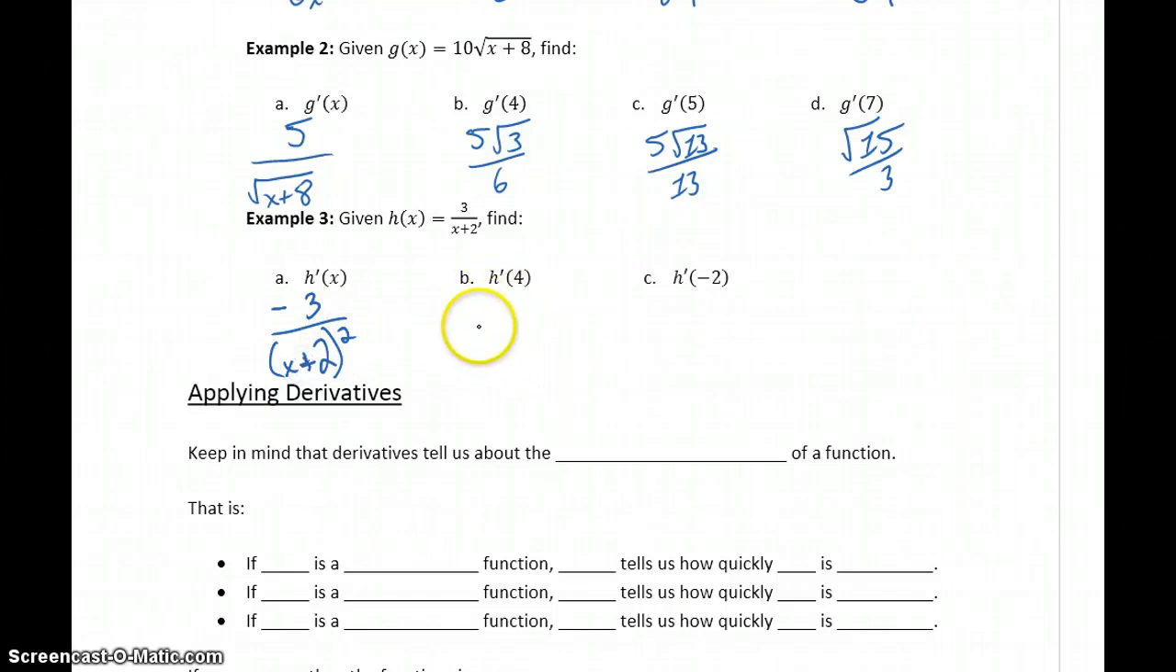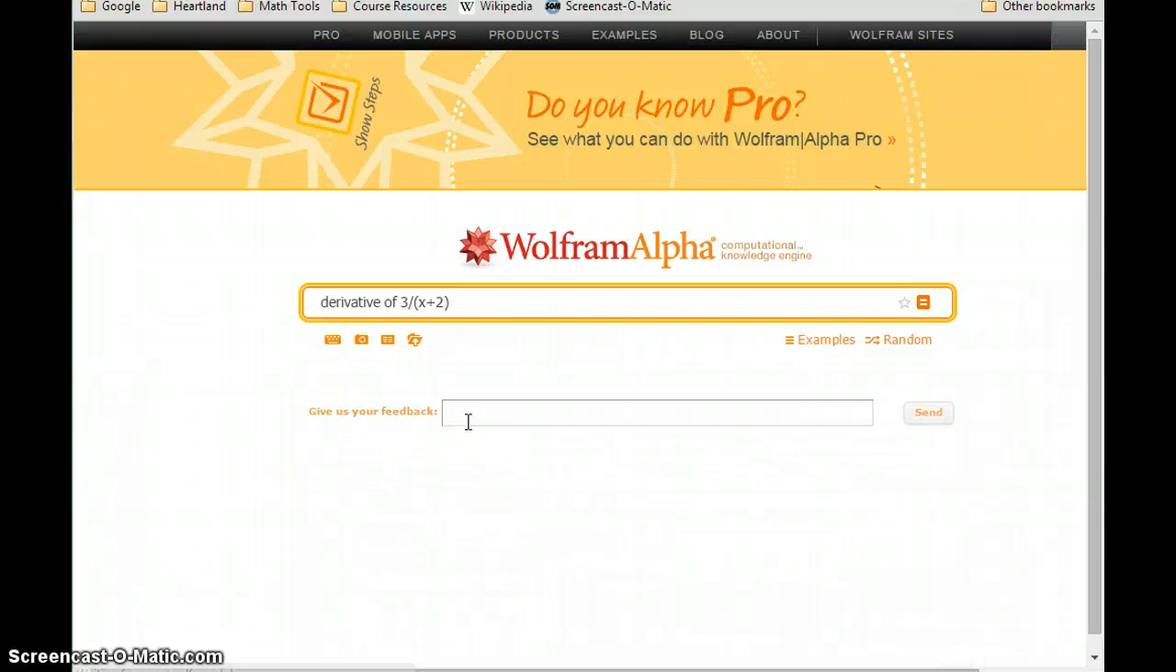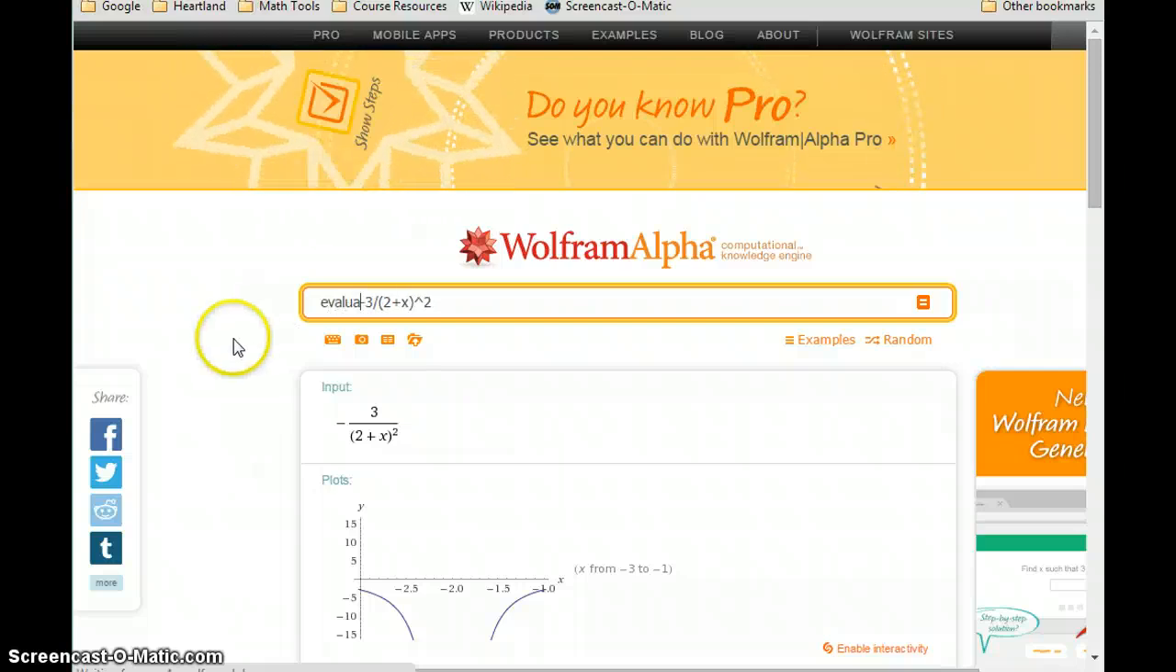Evaluating that function at 4 would give us negative 1/12. But what we do want to look at is what happens when we evaluate that function at x equals negative 2. Hopefully we can quickly see in the denominator, if we plug in negative 2, negative 2 plus 2 gives us 0 squared. So we would get an undefined result. Let's see what that output looks like in Wolfram Alpha. We want to evaluate this function at x equals negative 2.